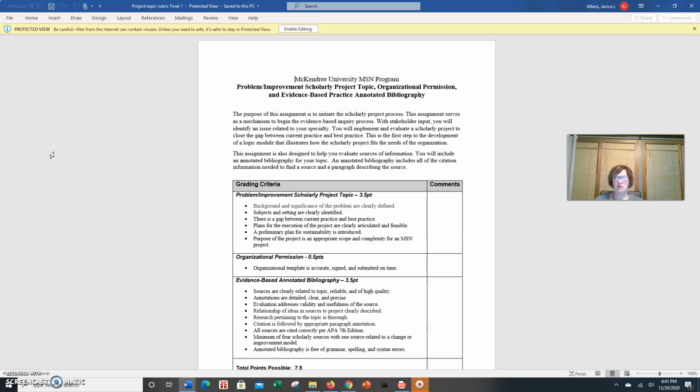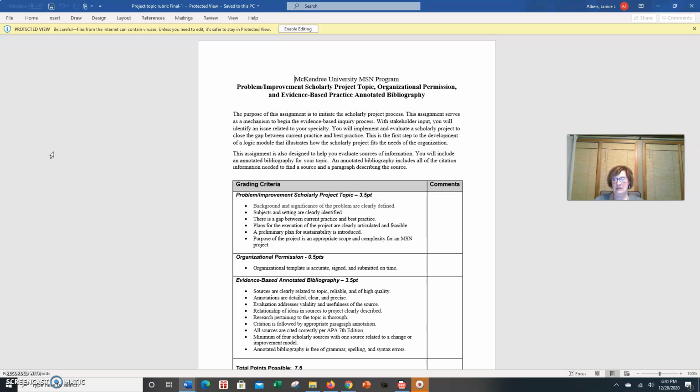So we're going to start out with the problem itself, and what you're going to dive into is basically what that problem is, what is the significance of that particular problem, and clearly define the problem so that you can attack it, so to speak, using evidence-based practice. So you want to be very specific at what your area of focus is going to be for your scholarly project. You want to take into consideration who are those subjects and who's going to be involved and where is it going to occur.